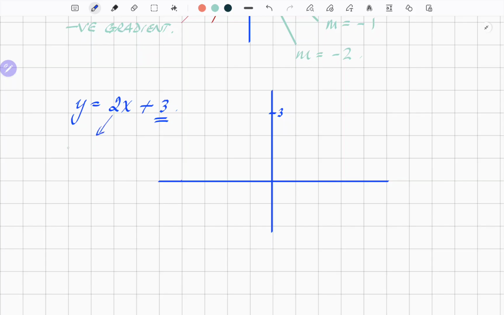Then the gradient equals plus 2. So it's a positive number and it's a 2. So we know it's going to be going up, left to right, and then we just have to pick some numbers. Now, what does that gradient of 2 actually mean? Putting it into plain English, a gradient of plus 2 means 1 across and 2 up.